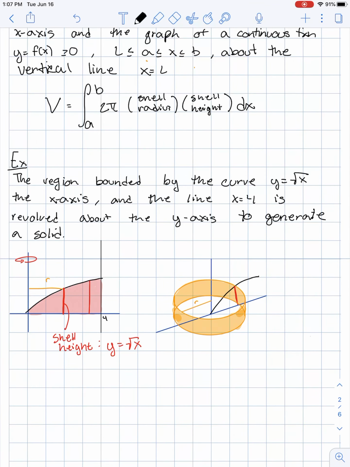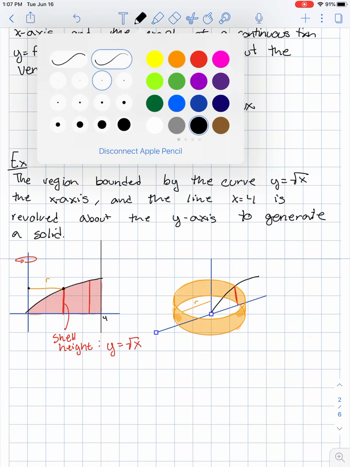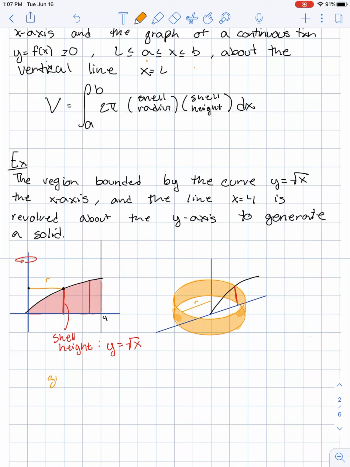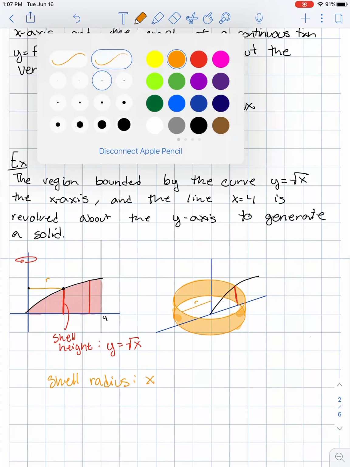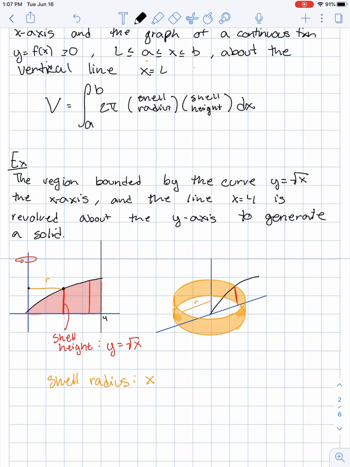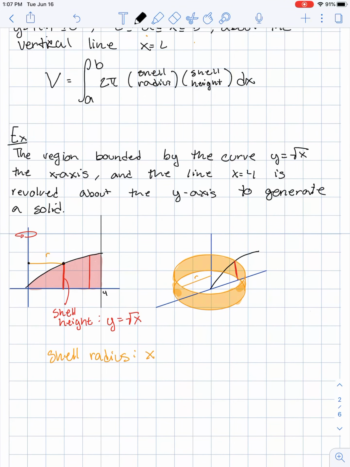And then r right here is my radius. It's the distance from where I'm rotating around to the curve. Well, I'm going to start at 0 and I'm going to go until whatever x value I hit. So that's just going to be x. The best way to do these is to draw a picture to the best of your ability. So let's plug and chug into my equation.